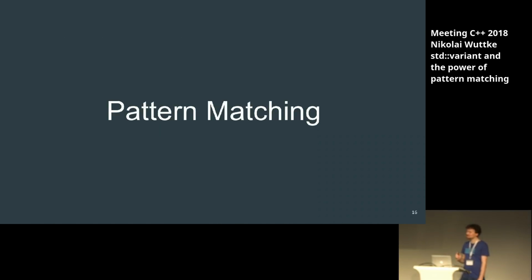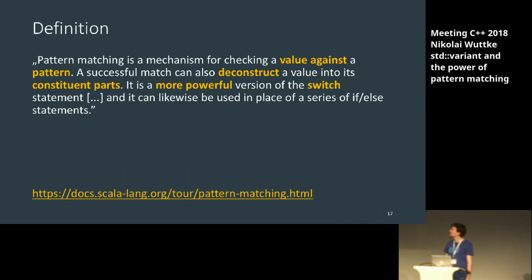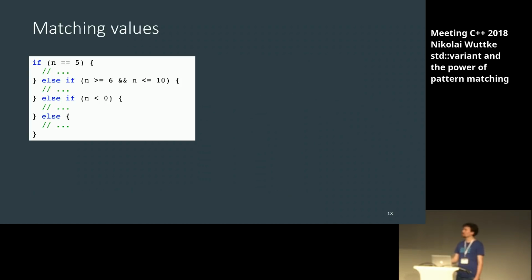So what's pattern matching? I found this definition on the website of the Scala language, but I think it's a good definition. Pattern matching is a mechanism for checking a value against a pattern. Okay, well, yeah, duh. But a successful match can also deconstruct a value into its constituent parts, and we'll see what this means. In general, it's a more powerful version of the switch statement and can be used in place of a series of if-else-if statements.